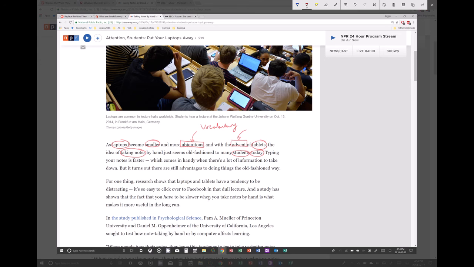The rest looks good. Typing your notes is faster, which comes in handy when there's a lot of information to take down. But it turns out there are still advantages of doing things the old-fashioned way. For one thing, research shows that laptops and tablets have a tendency, maybe you know this word, maybe you don't, to be distracting. It's so easy to click over Facebook in that dull lecture. Okay, I'm going to stop there.